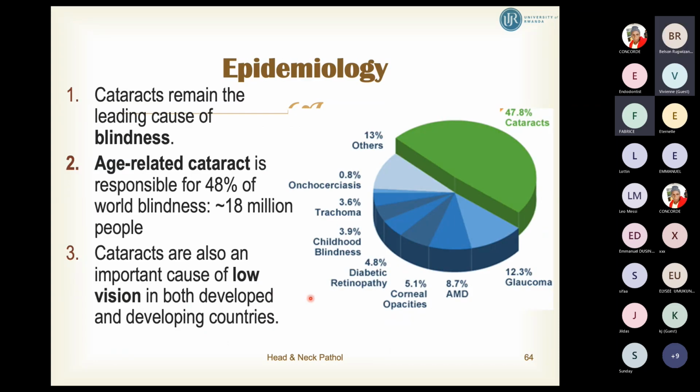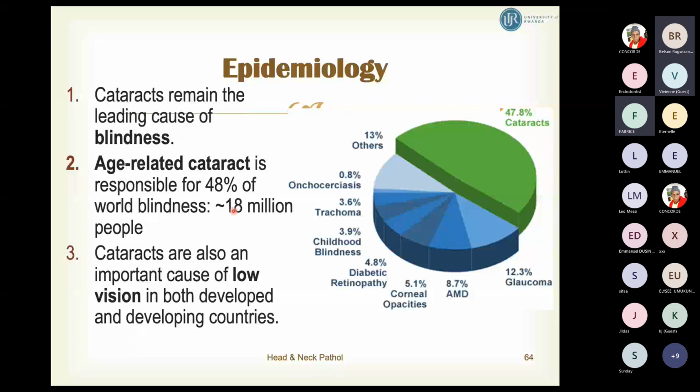So it is the leading cause of blindness, and you see that among all the diseases affecting the eye, the causes of blindness, almost 55% is due to cataract. Other causes are glaucoma and many others, onchocerciasis, these are infections, and diabetes. So age-related cataract is responsible for 48% of world blindness. Around 18 million people worldwide have a cataract which has caused them to have blindness.